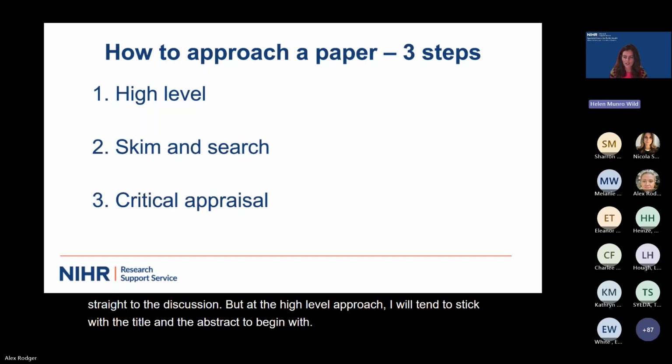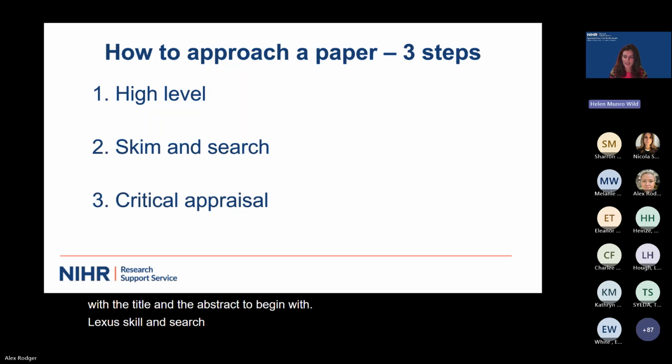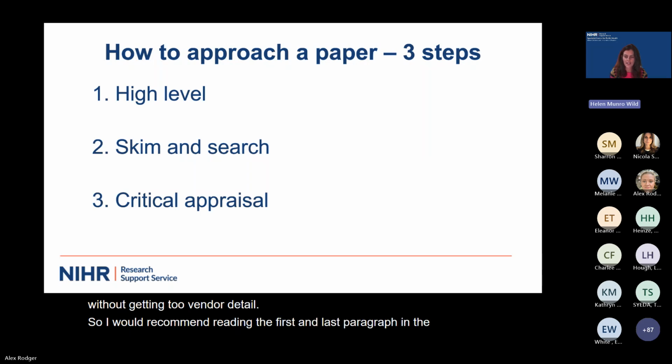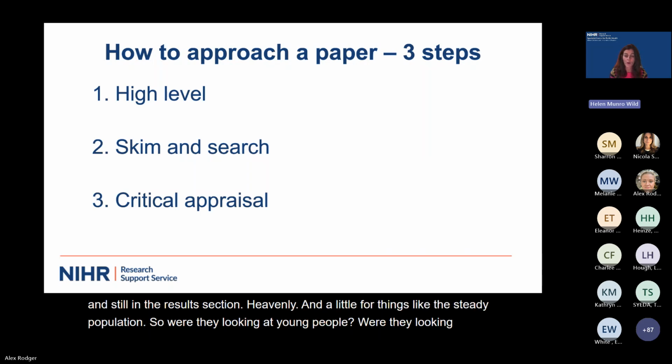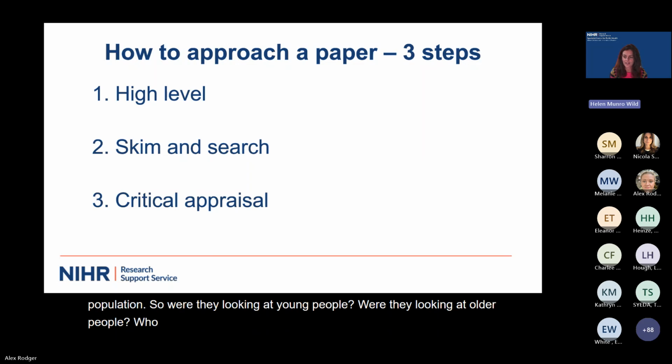Next is the skim and search stage. So here you're scanning for key information without getting too bogged down in the detail. I would recommend reading the first and last paragraph of the introduction and skimming the results section headings, and then looking for things like the study population. So were they looking at young people? Were they looking at older people who are patients within the NHS? And also look at the methods and the key findings.